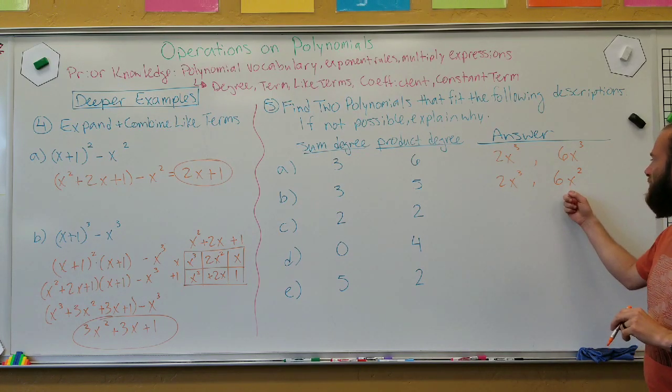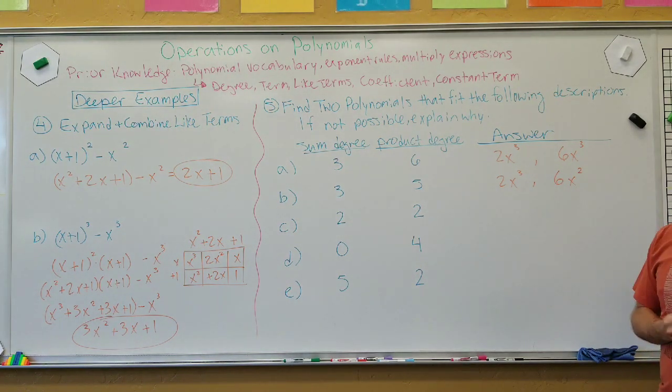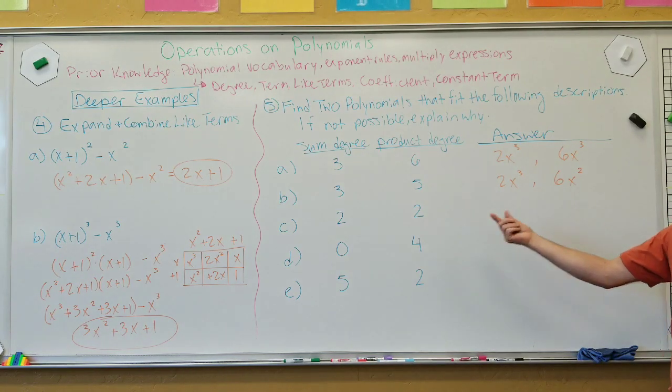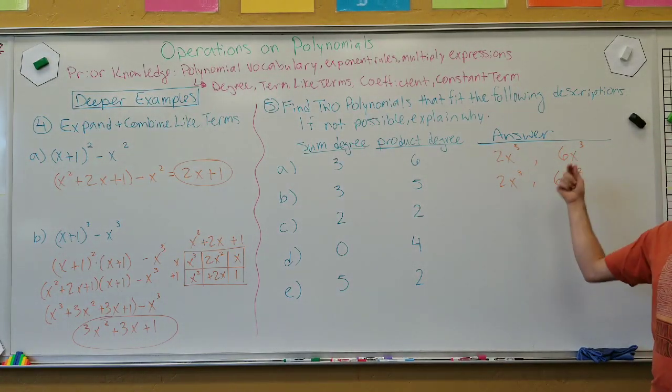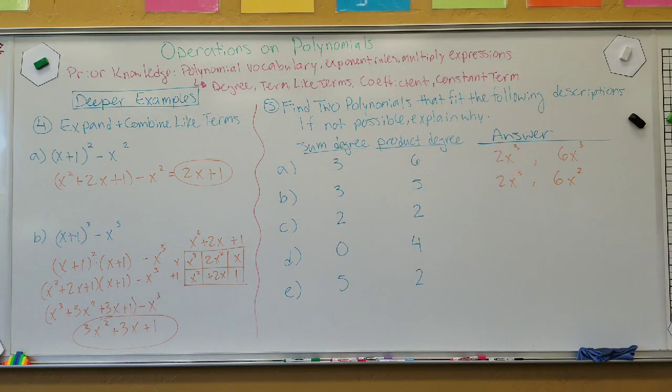If I take their sum, well, these aren't like terms. So their sum is simply 2x cubed plus 6x squared. Is that overall still degree 3? Yeah. And their product, when I multiply them, becomes 12x to the 5th. Oh, it works. Okay. So they just can't have the same degree anymore like they did up in part A.